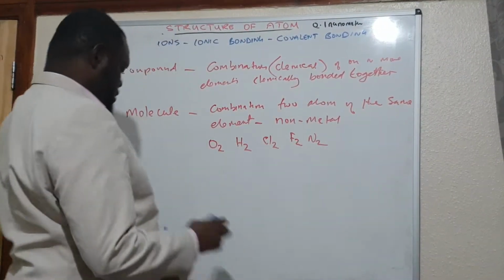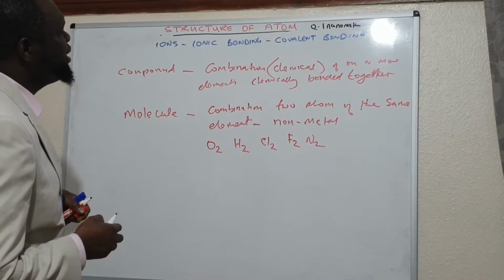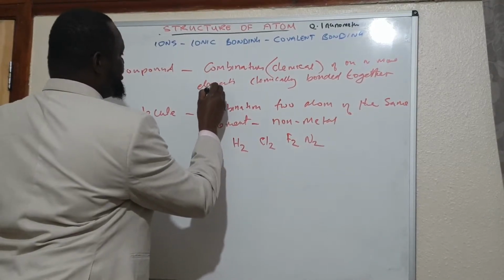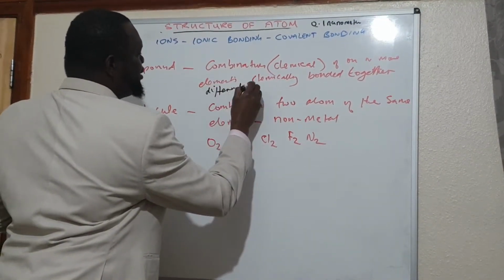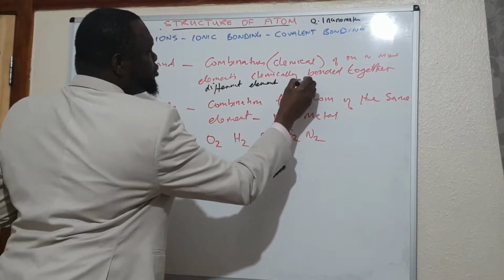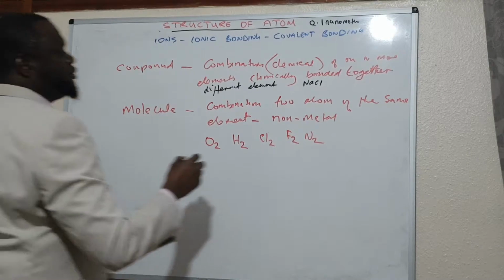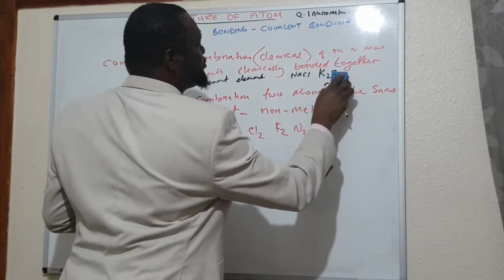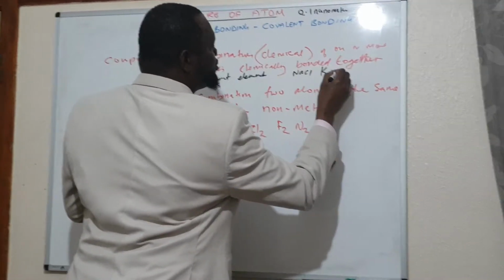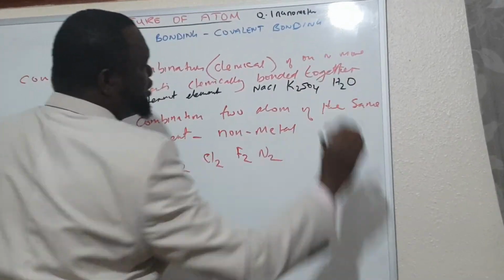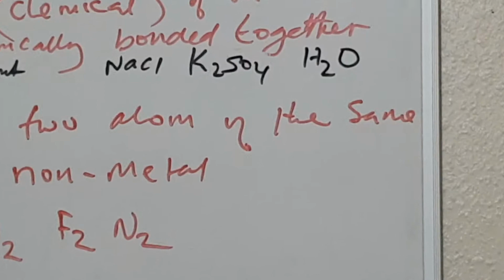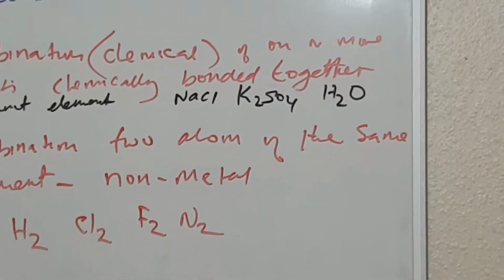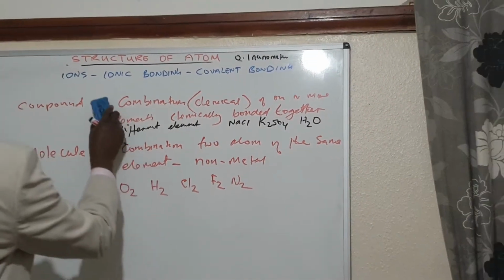A compound is a combination of one or more elements chemically bonded together. Mostly they are of different elements in it. Examples: sodium chloride, potassium sulfate, and water, the one we drink. H2O, water, is a compound. And this is a molecule, they are of the same element in it, and mostly in covalent bond.